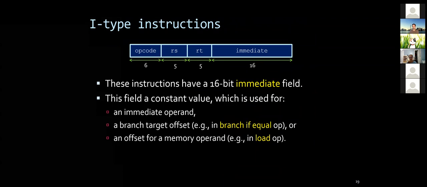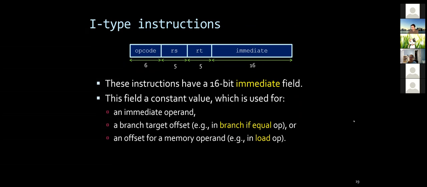Okay, so that covers the simplest R-type instructions. Let's talk about I-type instructions now. Any questions before that? Oh, there were some questions here. Sorry, somehow it wasn't showing me. Let me answer all the questions here. So RS is ignored in the shift.